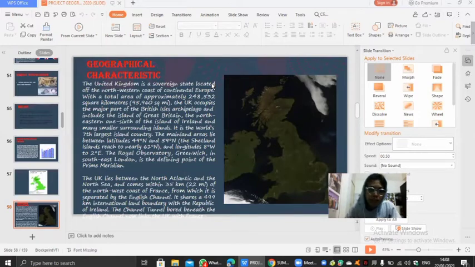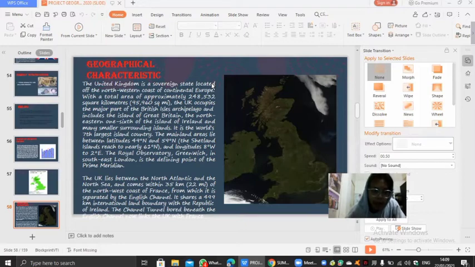For geographical characteristics, firstly, the United Kingdom is a sovereign state located off the northwestern coast of continental Europe, with a total area of approximately 248,532 square kilometers, 95,960 square miles. The UK occupies the major part of the British Isles archipelago and includes the island of Great Britain, the northeastern one-sixth of the island of Ireland, and many smaller surrounding islands. It is the world's seventh largest island country.